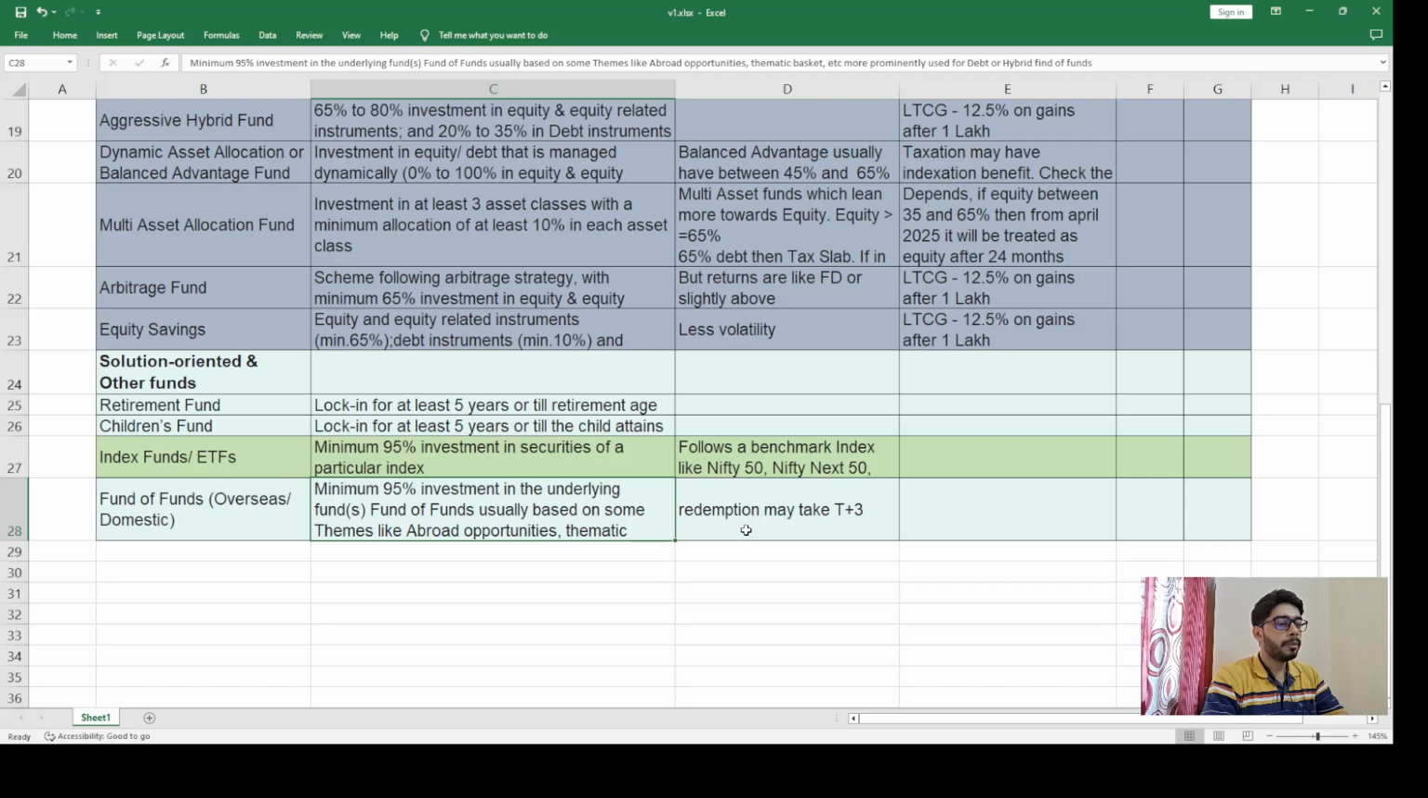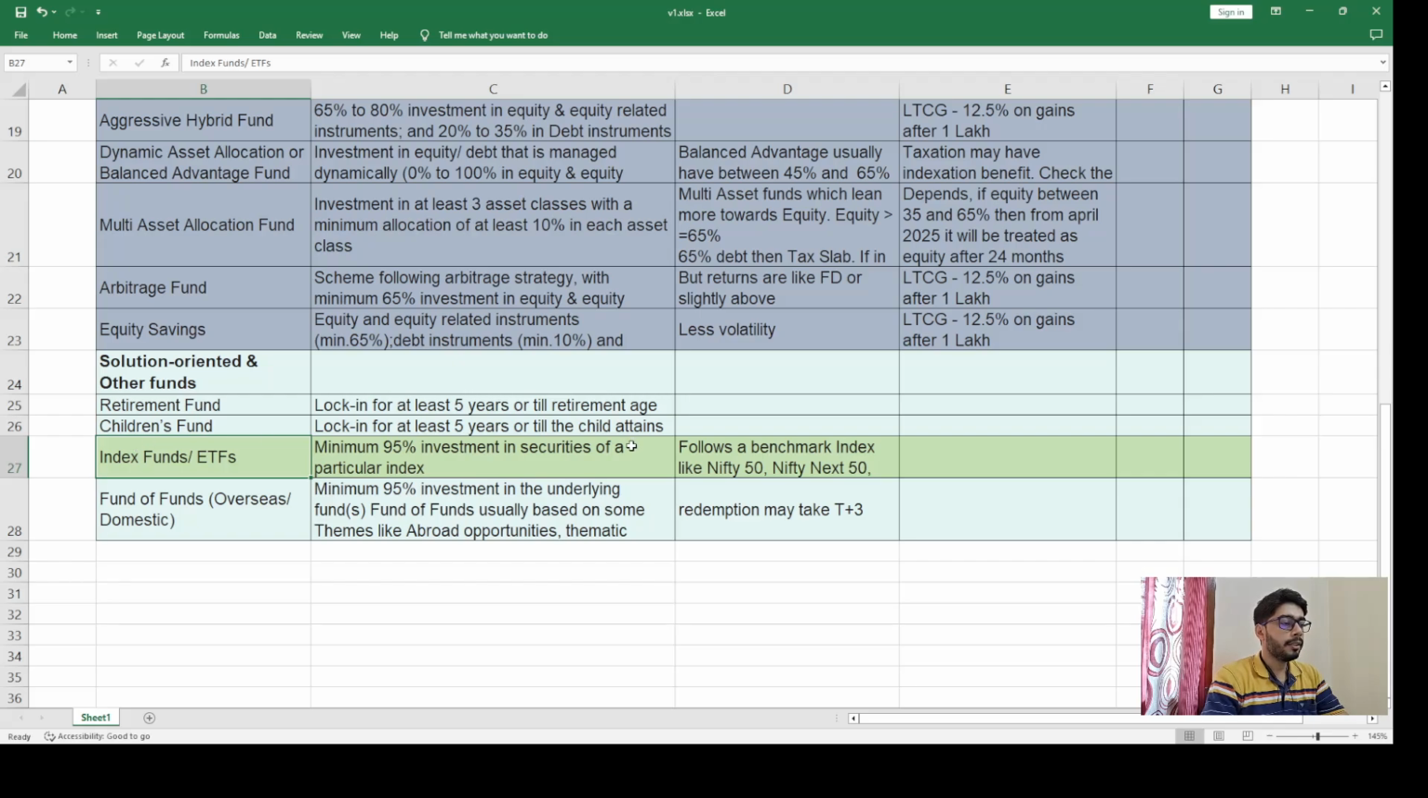They will also have themes like abroad opportunities, or all-season themes and things like that. One more thing you have to remember is that when you go for a fund of funds, redemption may take a little longer. And the last one, which I'll be talking about, is very important: index funds or index ETFs. You can invest in ETFs, but there will be fluctuation because they are listed on the market, and you buy and sell them like any other stock. So I would recommend caution when investing in ETFs, and you can go for index funds.